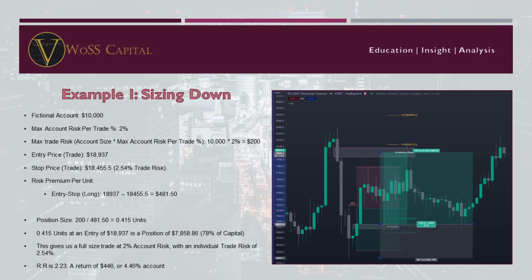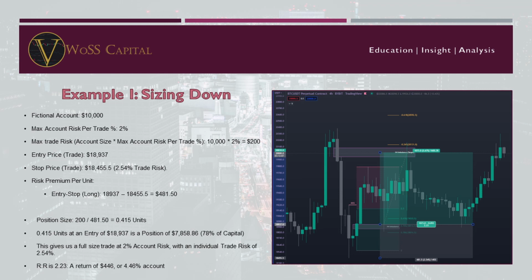So this was a Bitcoin trade, but the same would apply if it was an Apple stock, or if it was a Forex pair you were trading. Exactly the same rules apply. So 0.415 units, at an entry of 18,937, is a position size of $7,858.86, so 78% of our available capital. So you can see that that's a sizing down trade.